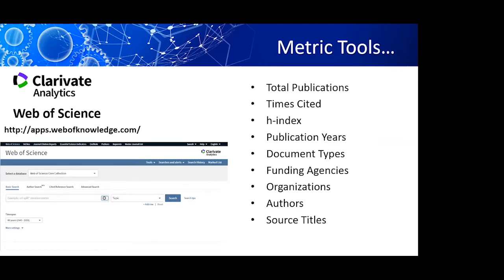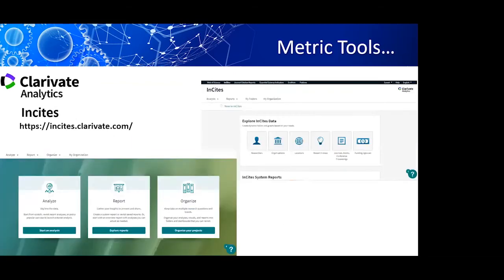Publication years, document types, funding agencies, organizations, authors, source titles, and different metrics are provided in the Web of Science database. You can select any of these by using the filters, and you can generate them for any period provided by the Web of Science. You can generate the ready-made report using the Web of Science.